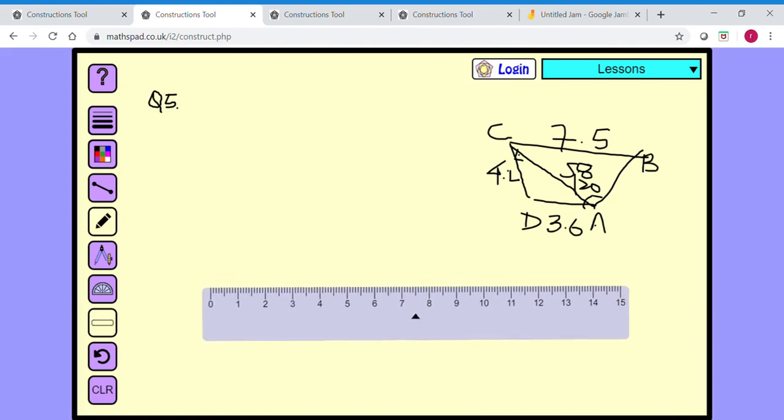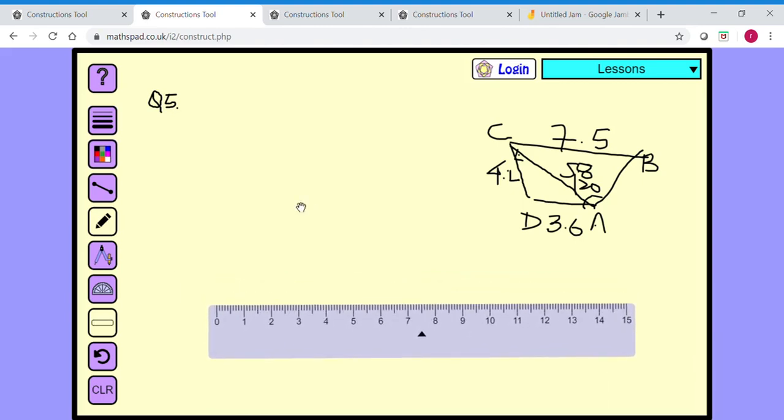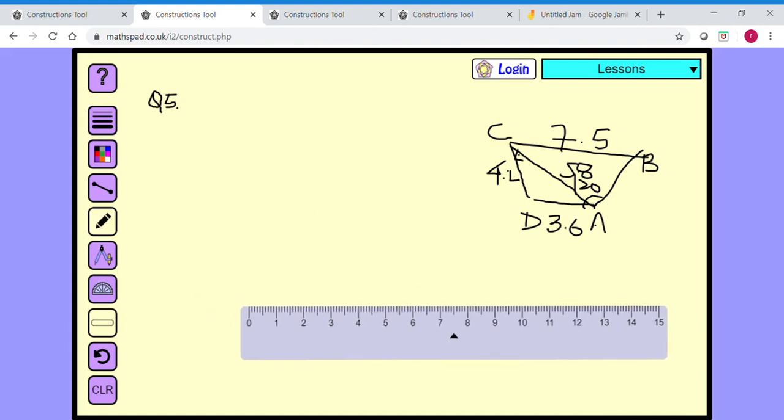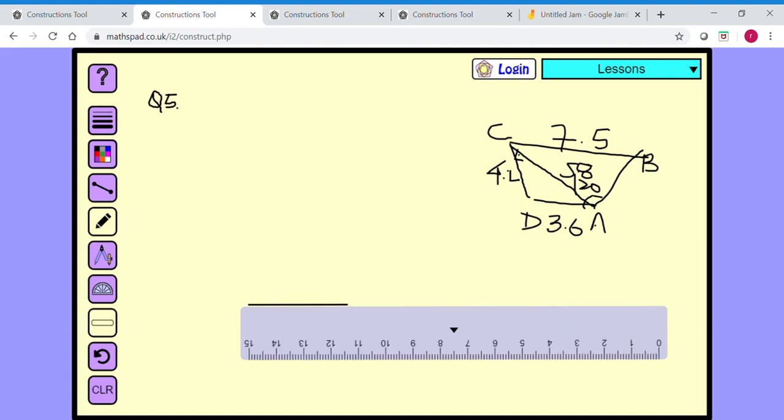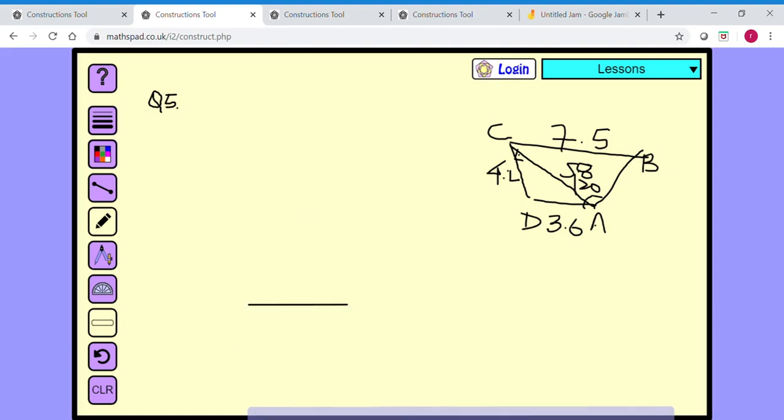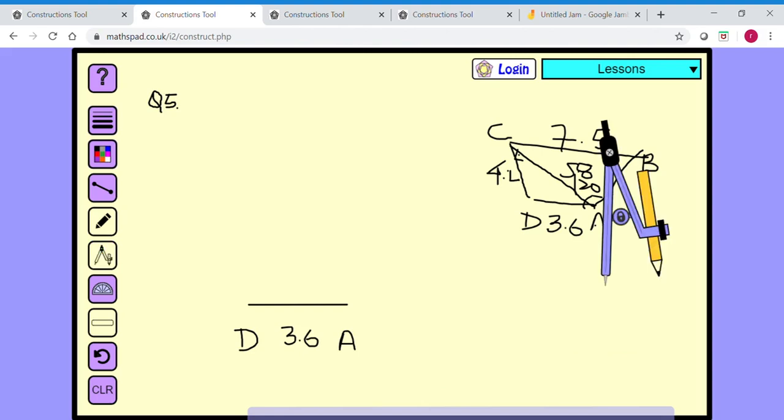So let me draw AD of length 3.6. Take my marker and I draw 3.6. Done. So this is point D, this is point A, this is 3.6. Next thing I know is I need to draw an angle of 120 degrees. So let me first finish with the angle.